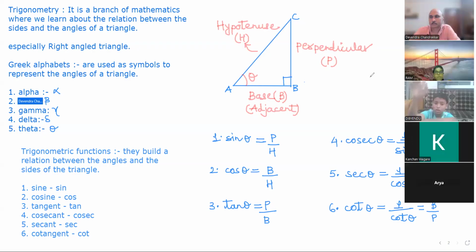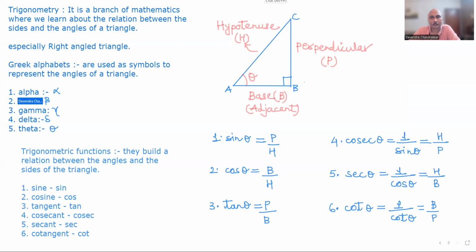Yes, you want to ask? Sir, like sine and cosec, the relation is just the reciprocal, no? Yes. Write it quickly, all of you. And once you have noted it, please answer this poll.